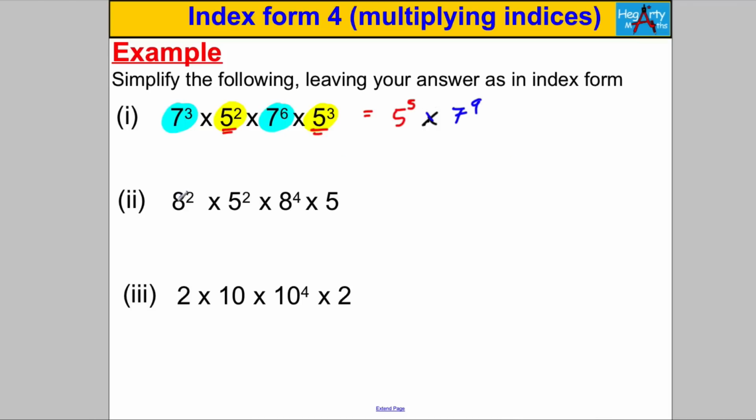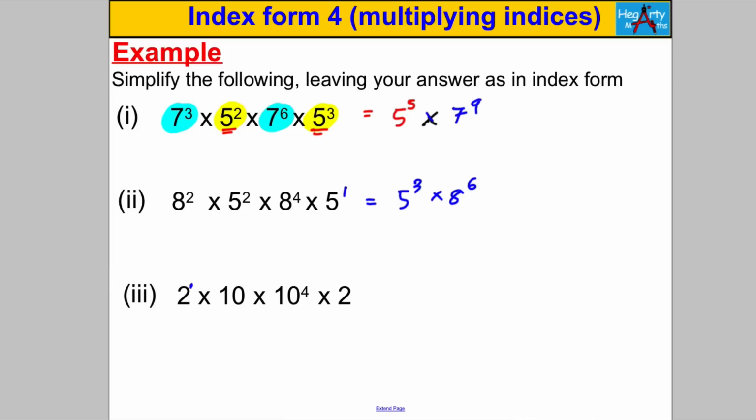Same thing applies here. 8 squared multiplied by 5 squared multiplied by 8 to the 4 multiplied by 5 to the 1. And I'm sure you can see what's going on here. 5 to the 1 times 5 squared is going to be 5 cubed. And 8 squared multiplied by 8 to the 4 is going to be 8 to the 6.